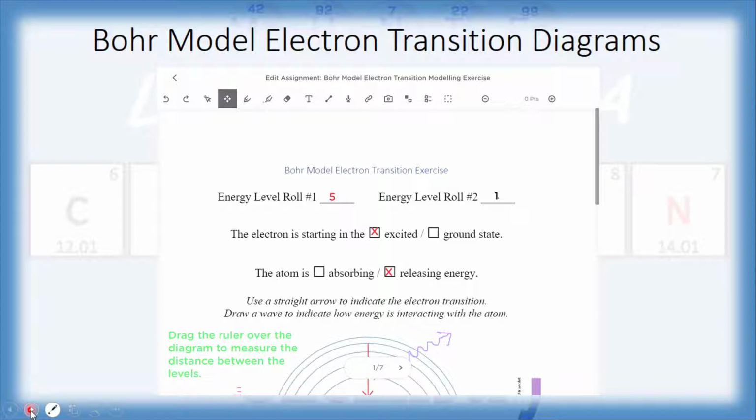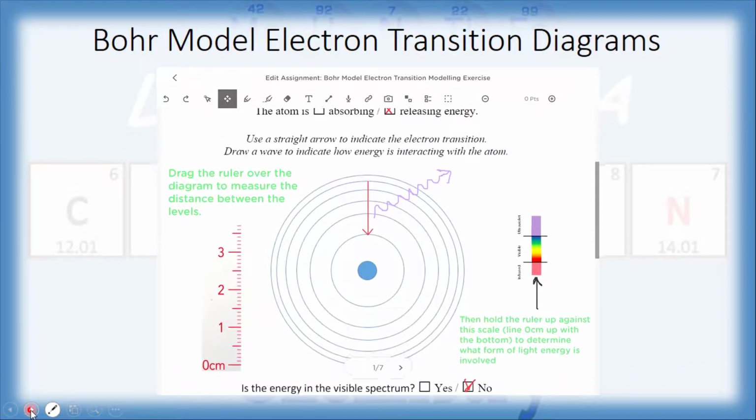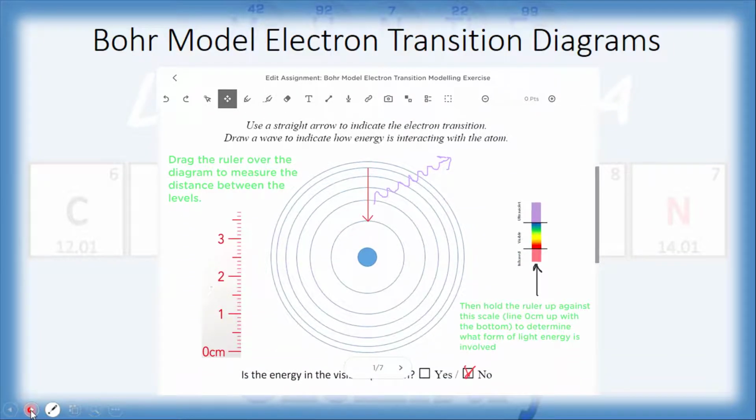Because it's starting at a higher energy level, that means it's in the excited state. And so you can see that excited state is listed here and it is already checked off. If it's going from a higher energy level, 5, to a lower energy level, 1, that means that it has to be giving up energy, and therefore energy will be released. And so you see that is check marked. If we scroll down, here's your Bohr model of the atom.